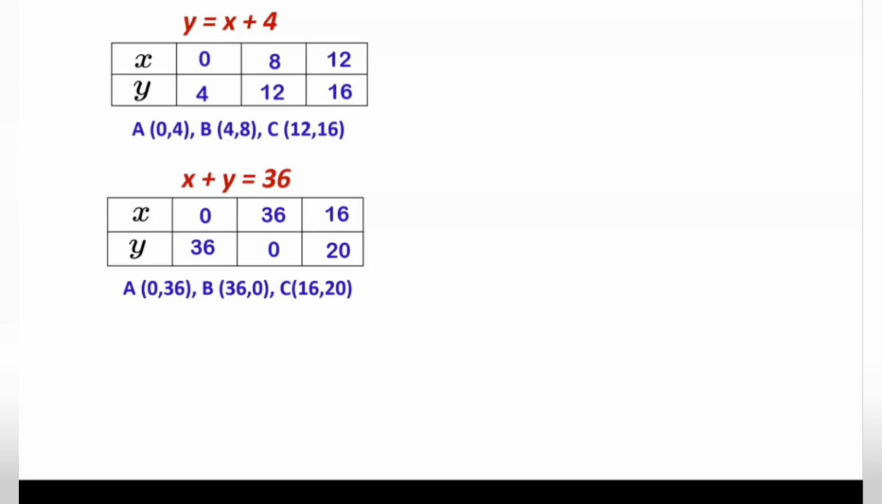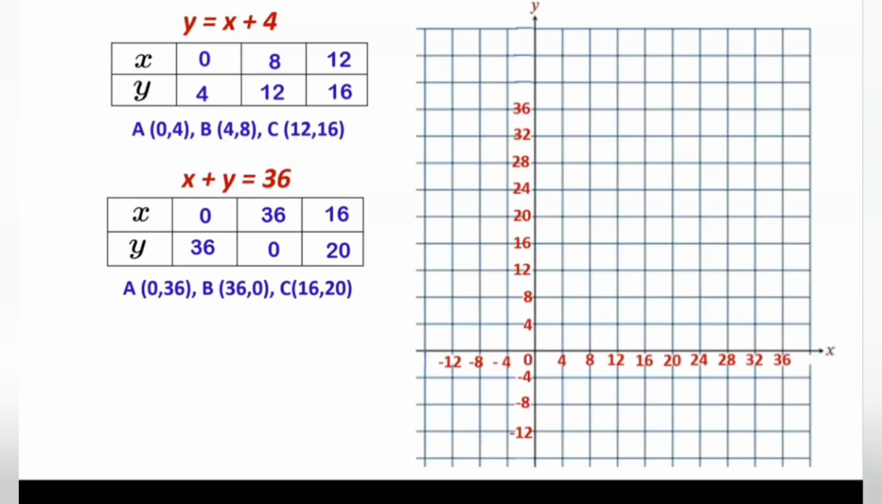Now let us take a graph. I am taking the values on the x-axis and y-axis as multiples of 4. And now let us plot the points of the first equation first. (0, 4), so it lies on the y-axis. (8, 12), and next (12, 16). Now draw a straight line connecting these points. You will get a straight line which is y is equal to x plus 4.